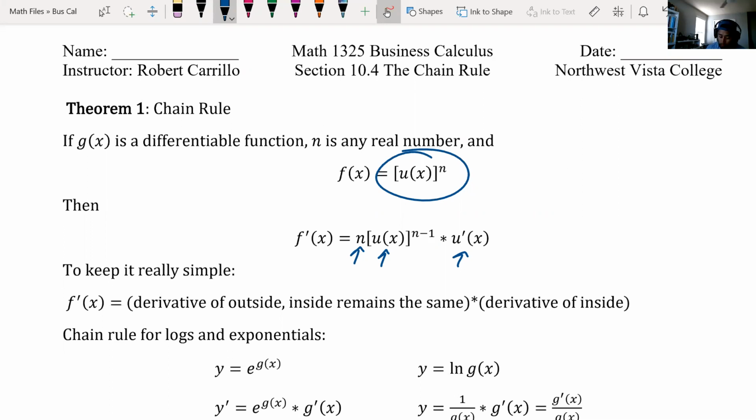So to keep the chain rule really, really simple, you are going to take the derivative of the outside. The inside function will remain the same, and you're going to multiply it by the derivative of the inside. So again, just say derivative of outside times the derivative of the inside. That's as easy as we can get. Derivative of outside times derivative of inside. Okay. So that's the chain rule formula we will follow.